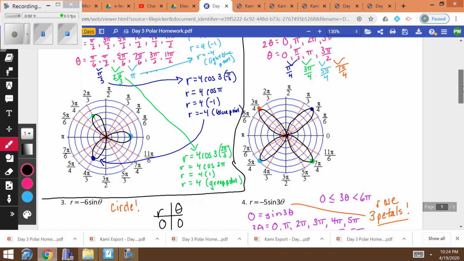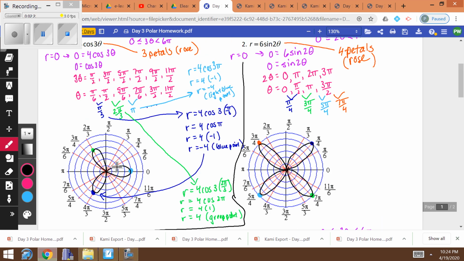If you remember from the video, finding where it equals 0 doesn't tell us specifically where the petals are. But because this graph has symmetry to it, we can figure out where those petals would be. So if it crosses through the pole at pi over 6 and pi over 2 right here, let me draw it in here for you. Let me get my pen.